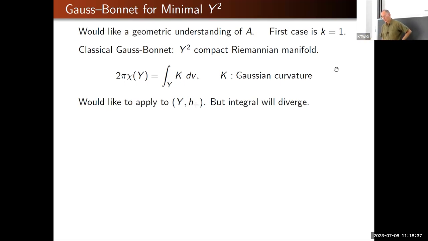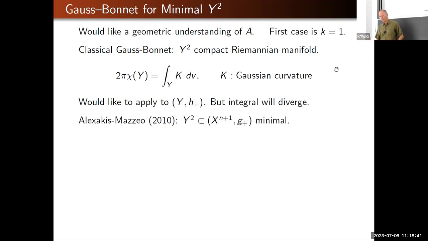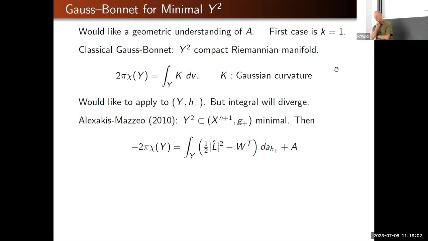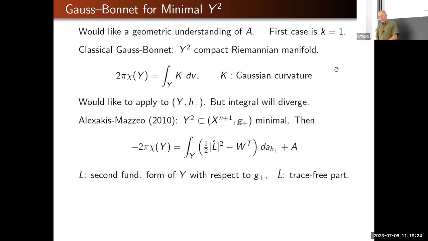It turns out there's a substitute for this, which was derived by Alexakis and Mazzeo in 2010. Suppose you have a two-dimensional minimal surface in a Poincaré-Einstein space. Then here's what the substitute Gauss-Bonnet theorem looks like. There are two terms on the right-hand side, and I'll explain both of them. One of them is just the renormalized area, that's the A. And the first one is an integral over Y of expressions that involve the submanifold geometry. The notation I use is L for the second fundamental form, the extrinsic curvature of Y on the inside, and L0 is its trace-free part with respect to the induced metric.